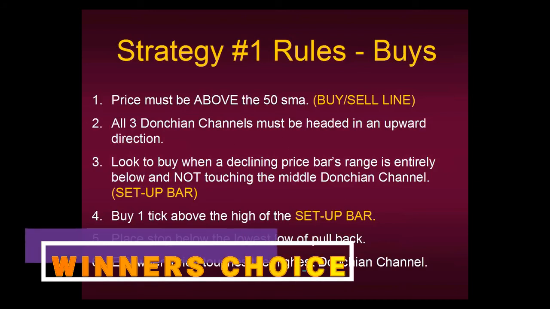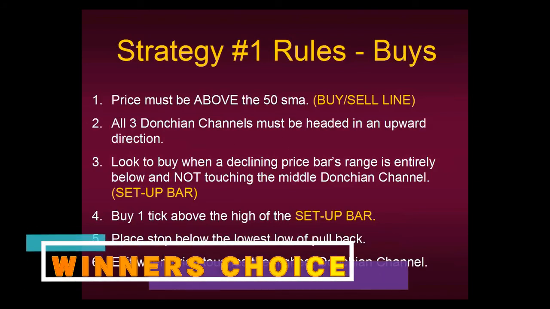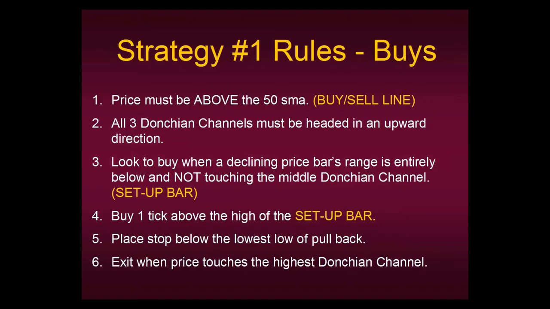Okay? If we have these two things in place, this is where it gets a little wordy, but don't worry, I'm going to explain to you on some charts, and it'll make a lot more sense once we go to some charts. But if we have the first two rules in place, rule number three, we're going to look to buy when a declining, okay, not a rising bar, but a declining price bar's range is entirely below and not touching the mid-Donchian channel.